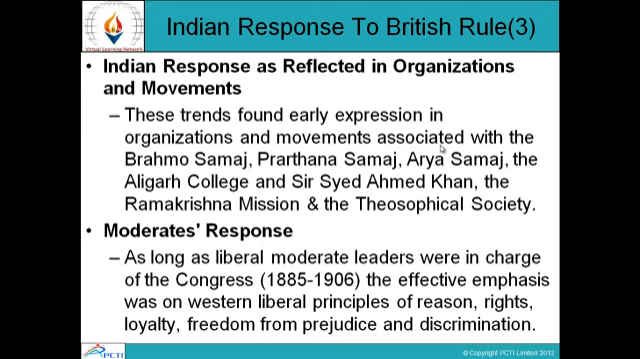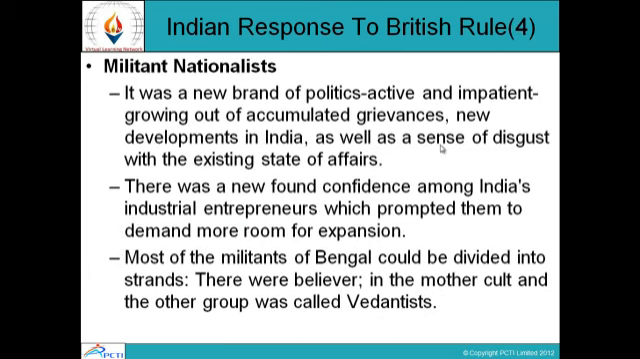Moderates' response. As long as liberal moderate leaders were in charge of the Congress, from 1885 to 1906, the effective emphasis was on Western liberal principles of reason, rights, loyalty, and freedom from prejudice and discrimination. So the moderates focused on gradual and peaceful change, and they were the leaders of the Congress. They were influenced by Western liberal principles, mainly reason, freedom, rights, loyalty, and freedom from prejudice and discrimination.